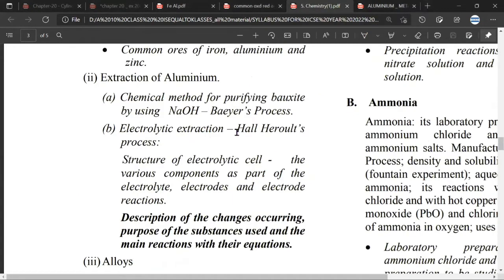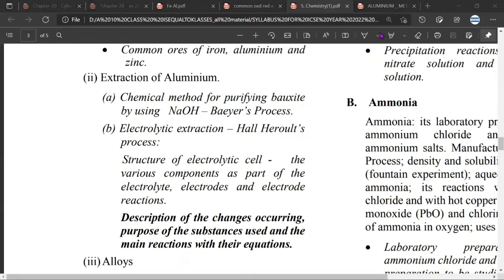First is the Bayer's process. The second is the HALLHERAULT process. So first is the chemical method of purifying bauxite. Basically, you will be purifying bauxite here, and the alumina which is generated will be taken to the second process of electrolytic extraction. Any doubt in there? No doubt.